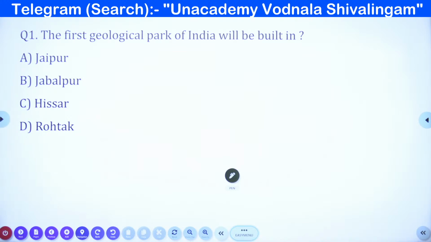Good evening everyone. Hello. The first geological park of India will be built in.